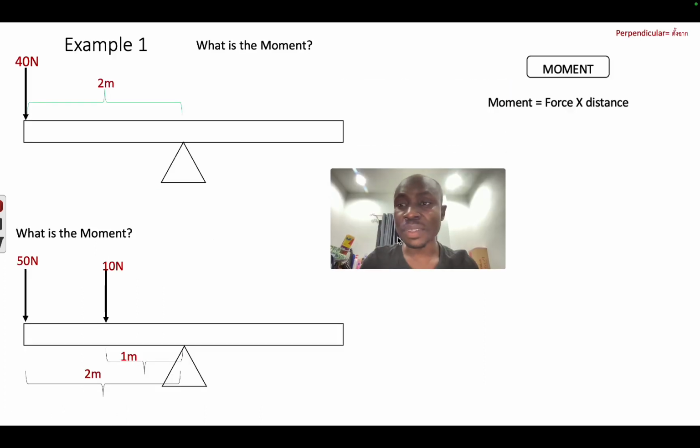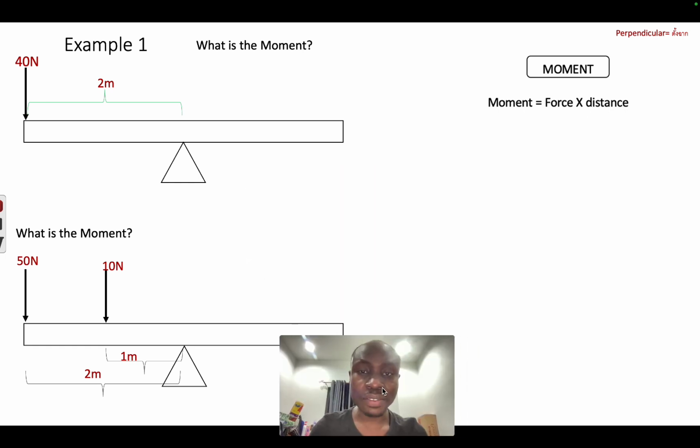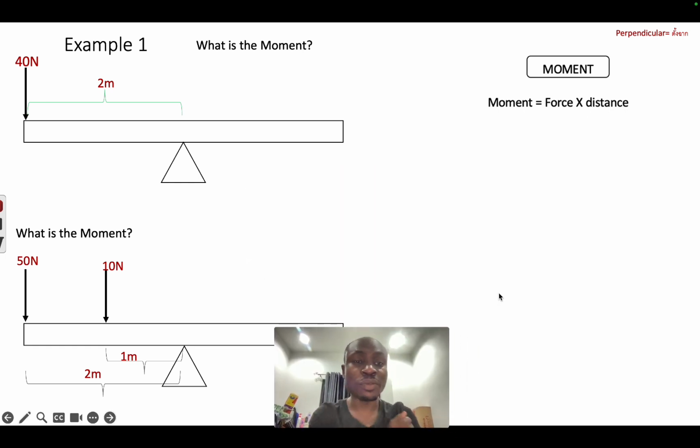The first example is this. We have a bar and we put 40 newtons on one side of the bar, and the force is 2 meters away from the pivot. What is the moment? So we have to find the moment. It is the force times the distance, which is equal to 40 newtons times 2 meters, and the answer will be 80 newton meters.